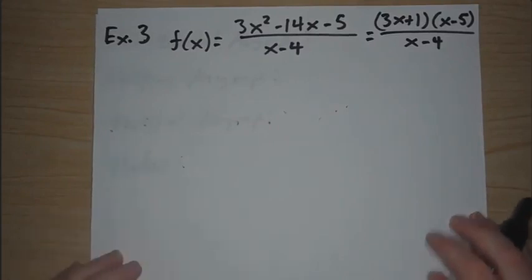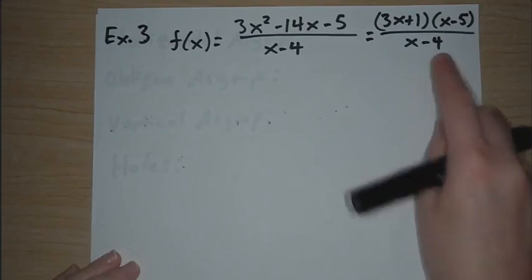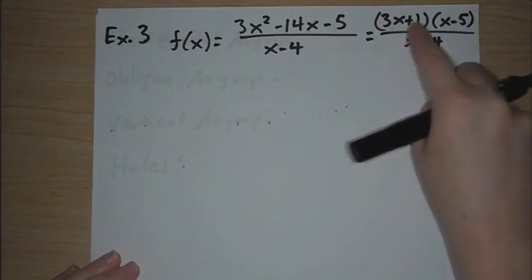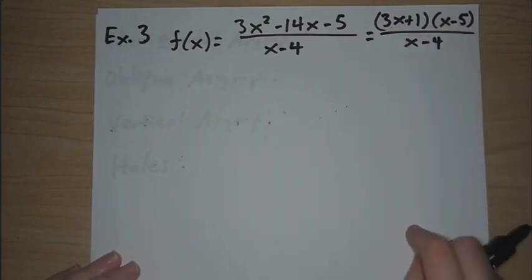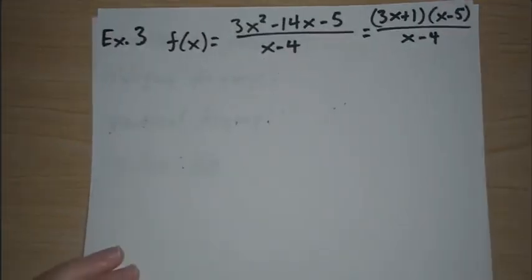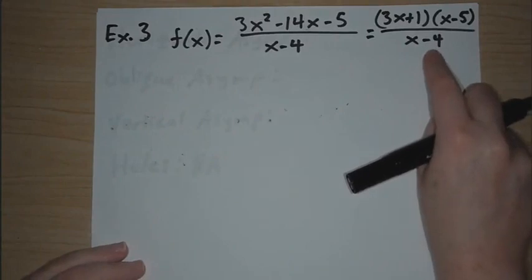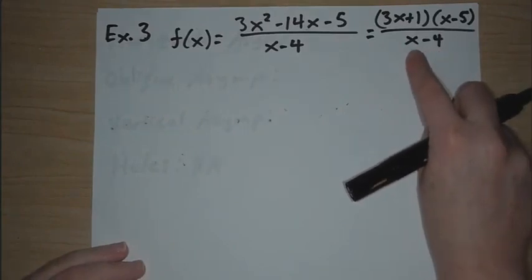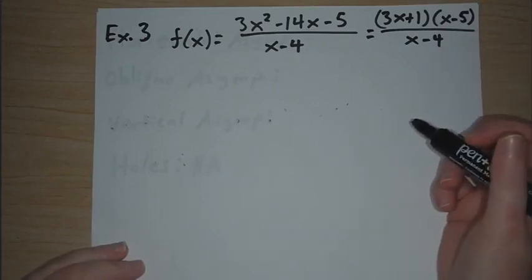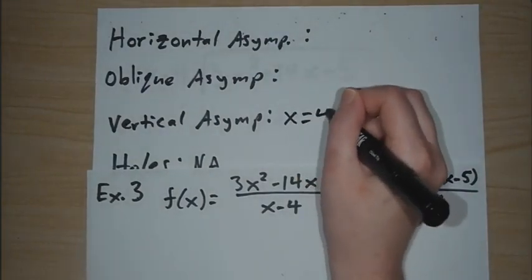So it's already been factored for us into this form right here, and we can easily identify if it has any holes or vertical asymptotes. Because there are no factors that cancel, we know that it has no holes. So for holes, we have not anything. Vertical asymptotes appear when the denominator is equal to 0. So if x minus 4 is equal to 0, then at x equals 4, there's a vertical asymptote. So there's a vertical asymptote at x equals 4.